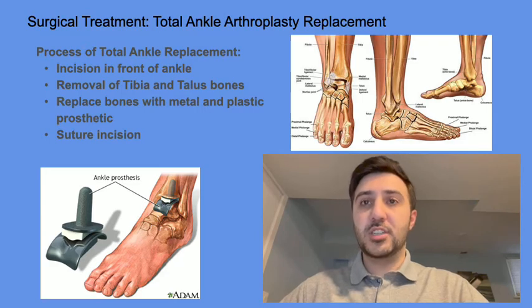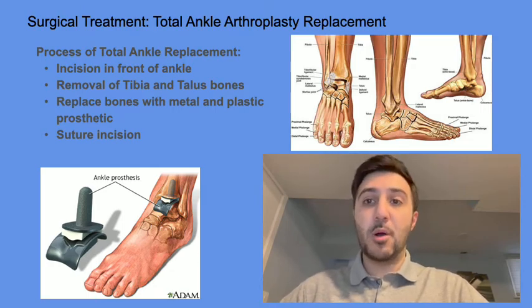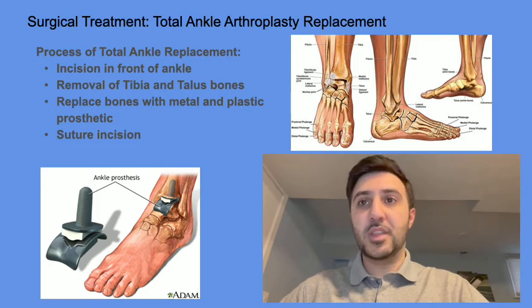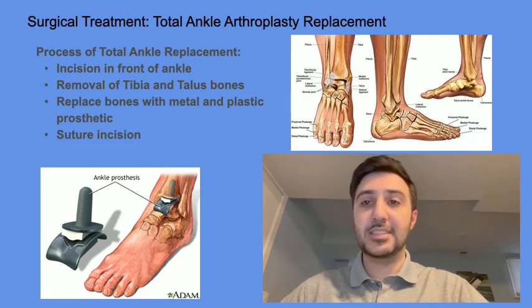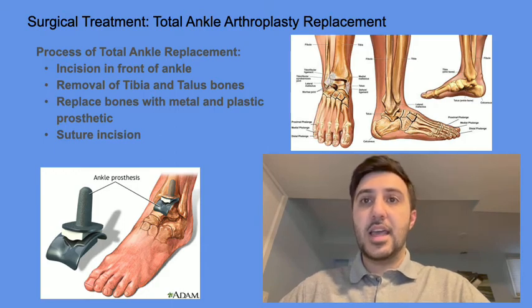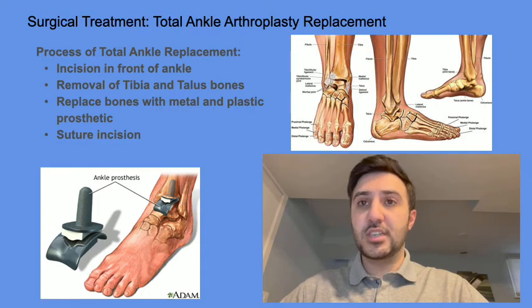The surgeon will make a skin incision at the front of the ankle. The ends of the tibia and the talus bone will be removed, and then the bones will be replaced with a smooth metal surface and a high-density polyethylene plastic prosthetic. The surgeon will suture back the incision. The goal of the surgery is to provide pain relief and to preserve the ankle motion so that the patient can have reduced pain when walking or performing activities.